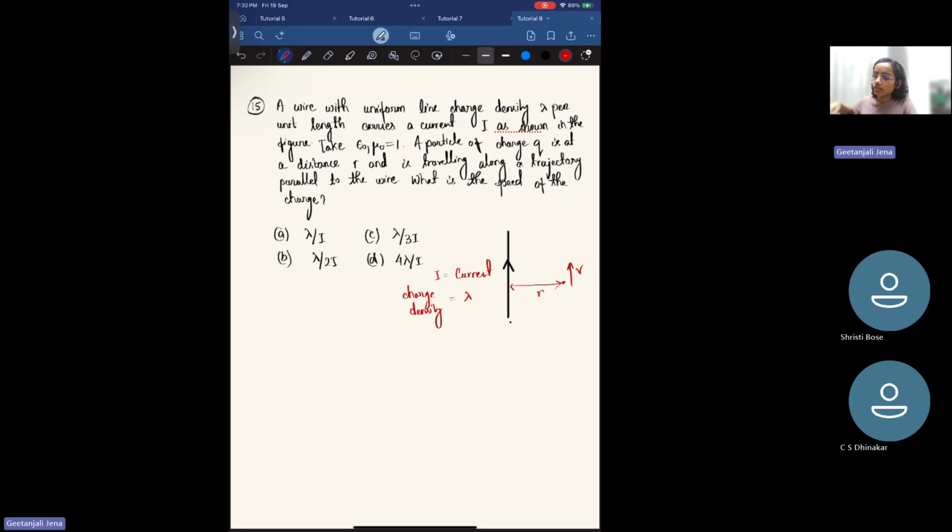There is a wire with uniform line charge density lambda per unit length that carries a current I as shown in this figure. You can take epsilon naught mu naught as 1. A particle of charge q is at a distance r and is traveling along a trajectory parallel to the wire. What is the speed of this charge? Option A is lambda by I, option C is lambda by 3I, then lambda by 2I, and 4 lambda by I.